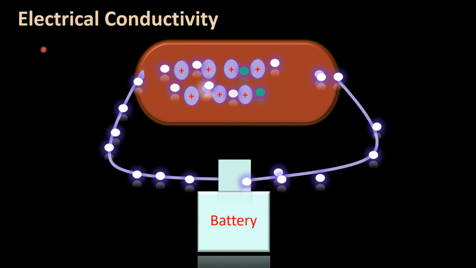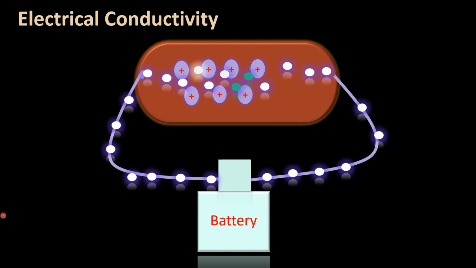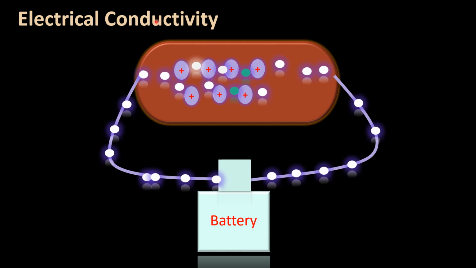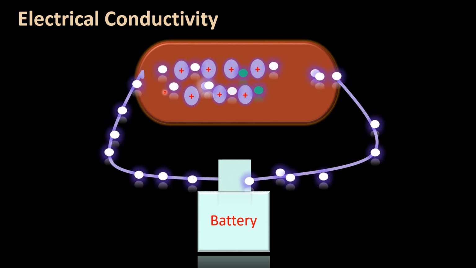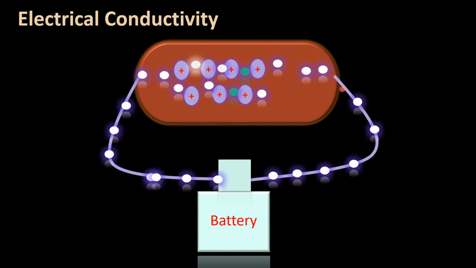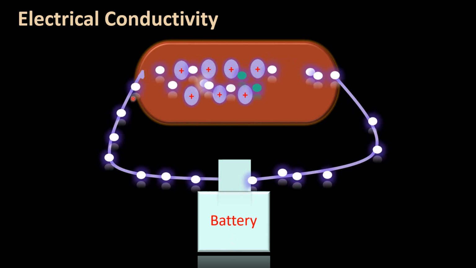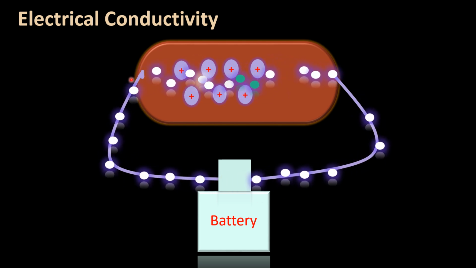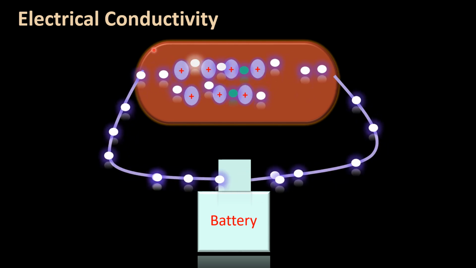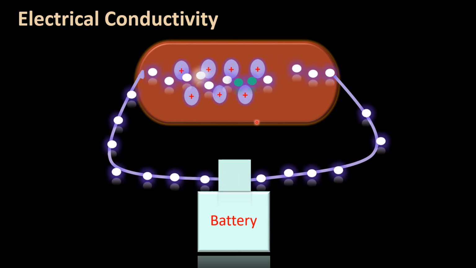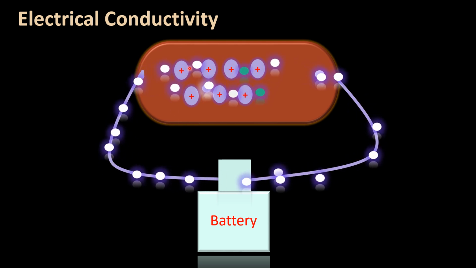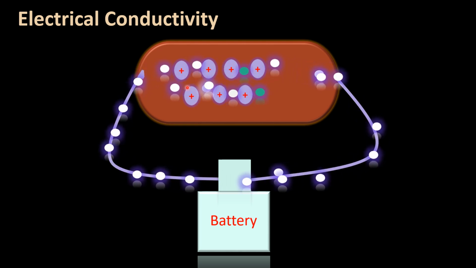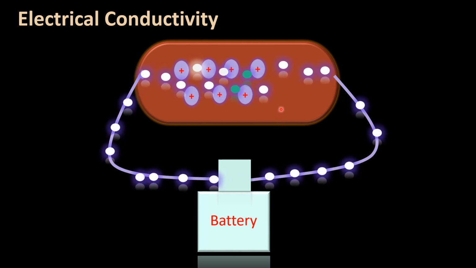Here first of all we will discuss the electrical conductivity in the metal. Here you can see that this is a piece of copper wire. When the copper wire is connected to the battery, it conducts electricity. So how does it conduct electricity? As we know that copper is a metal, here you can see that in the copper wires there are the positive ion cores and there are the free electrons.